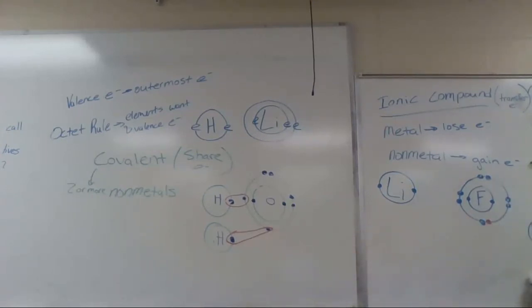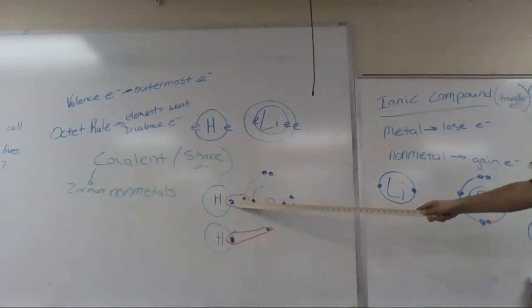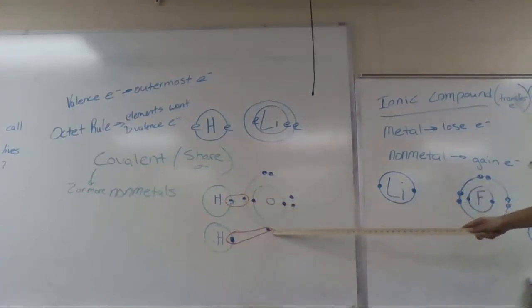That's happy. What about my oxygen? I got outer shell, only the outer shell. I got 1, 2, 3, 4, 5, 6, 7. He got the octet. He's good. He's good to go. We're done here. That's not too bad, right?